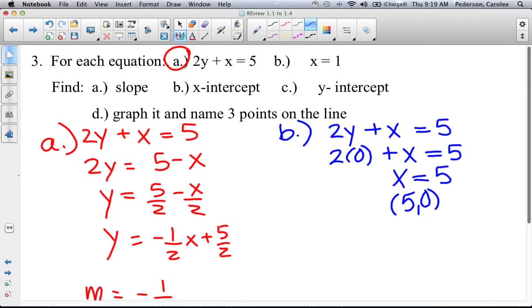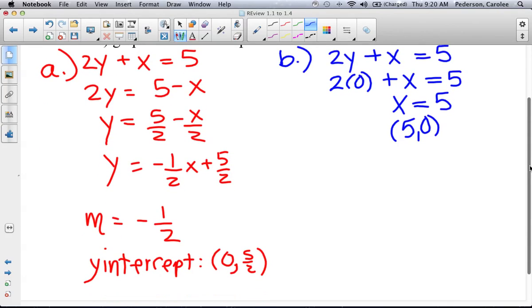Then it says graph it and name 3 points on the line. Are you okay with graphing? Yeah. Make sure you identify those coordinates. A lot of students would either use the slope-intercept form, or you have 2 points now on the line. You have to find a couple additional points, 3 minimum. Yep.